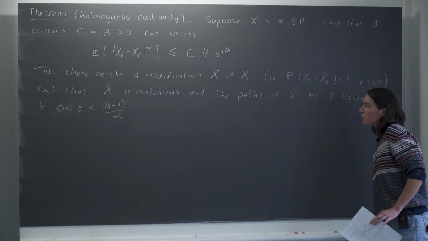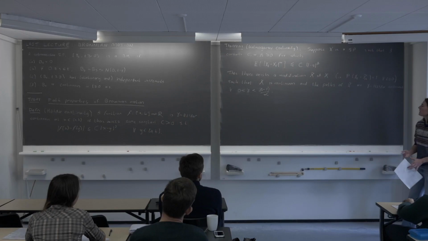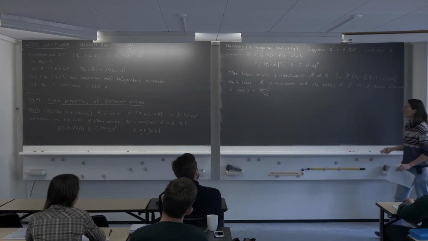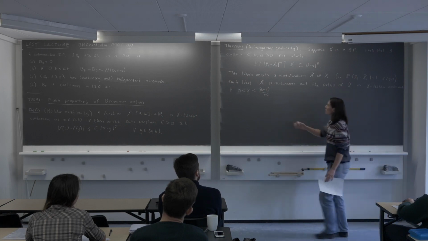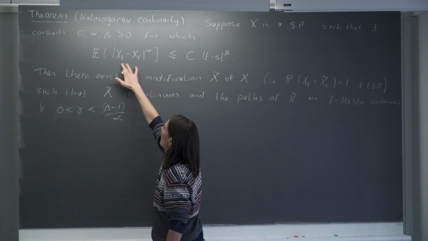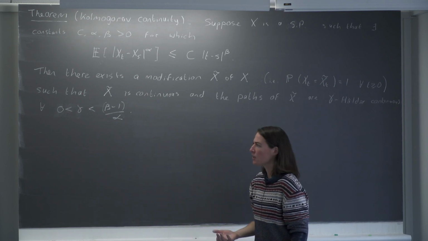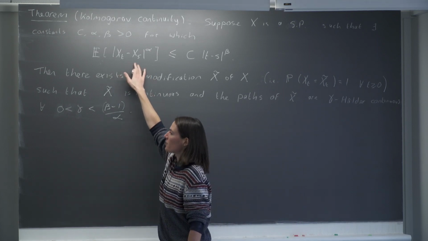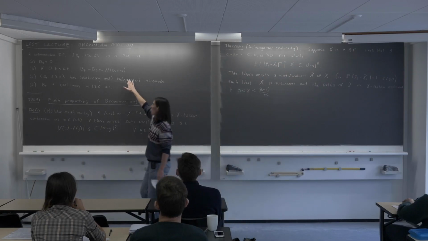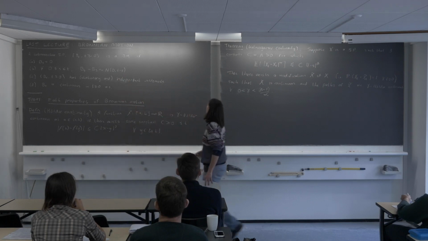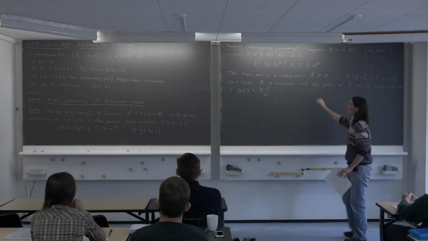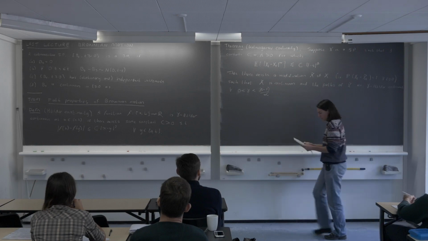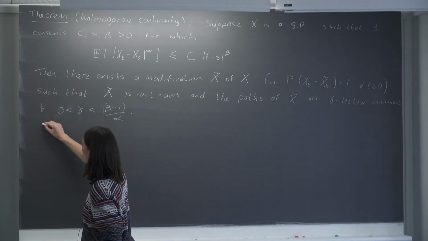to the reals. Okay, it's clear that we can apply something like this to Brownian motion, because we just need to do an expectation computation, and we know the distribution of the increments of Brownian motion. It's just normal 0, t minus s. So what happens if we apply this theorem to Brownian motion? Well, here's our corollary.